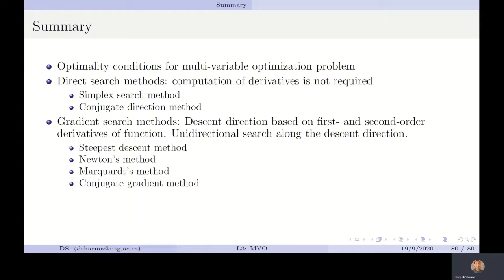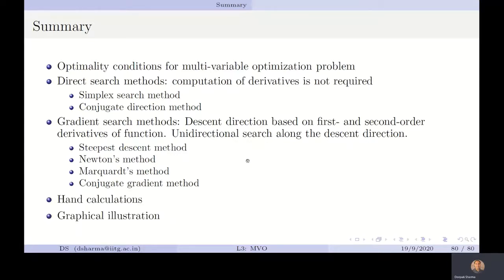Then we moved to the gradient based methods, where we find the descent direction based on first and second order derivatives, and we perform the unidirectional search along that descent direction. In this category, we went through steepest descent, Newton's method, Marquardt's method, and conjugate gradient methods. The steepest descent method only needs the gradient of the function. Newton and Marquardt methods need the Hessian and its inverse for finding the direction sk. However, the conjugate gradient method only needs the first order derivative.